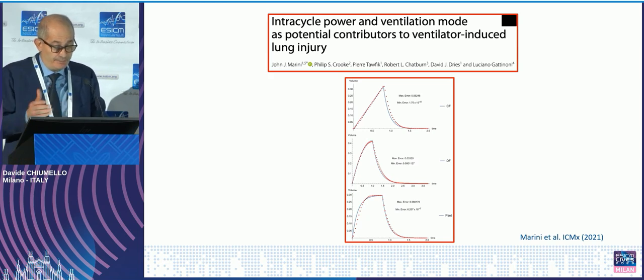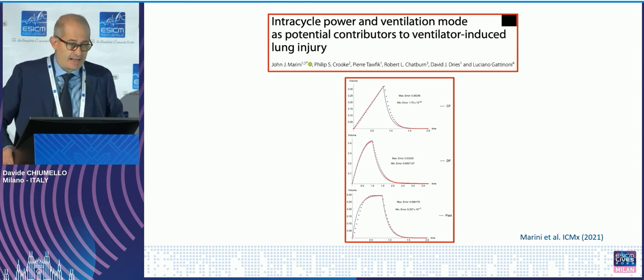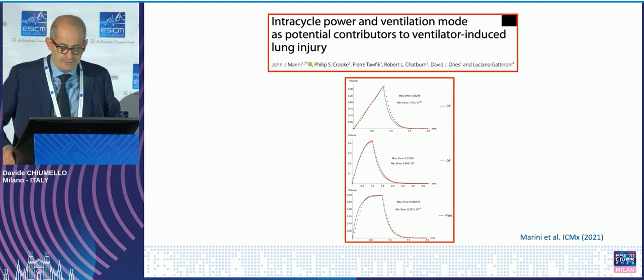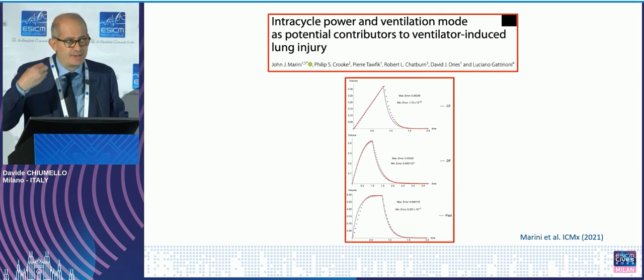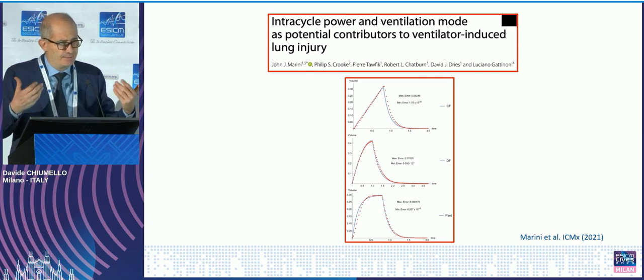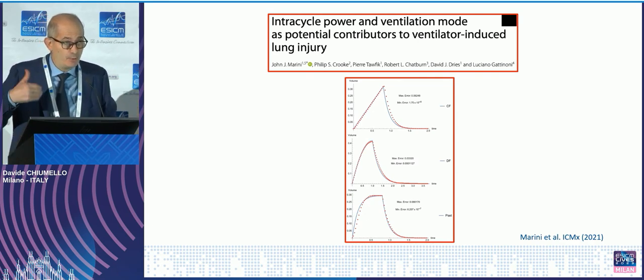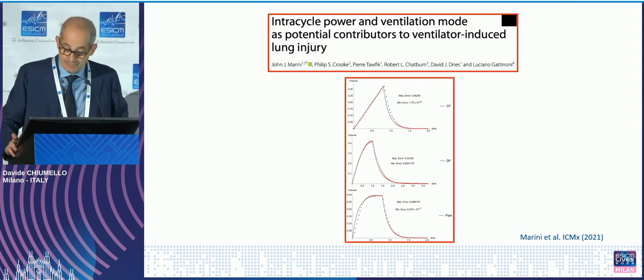So they developed a mechanical analysis based on a bench test, and here are the different flows: constant flow, decelerating flow, pressure control. The point is what was measured, and the blue line was the predicted. So the model worked very well. The model was able to predict what happened during the inspiration.